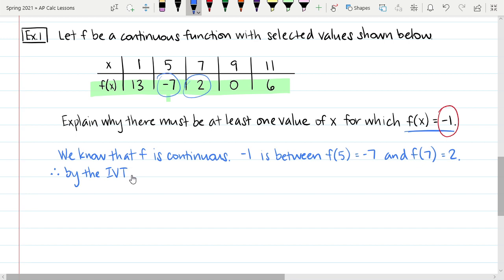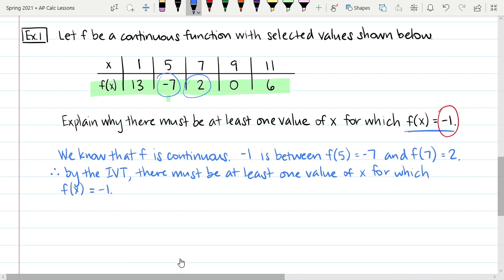So therefore, by the IVT, there must be at least one value of x for which f of x equals -1. Specifically, that value of x would be in the interval from 5 to 7. All right, so that's an example of how we might use the intermediate value theorem. Let's look at another.